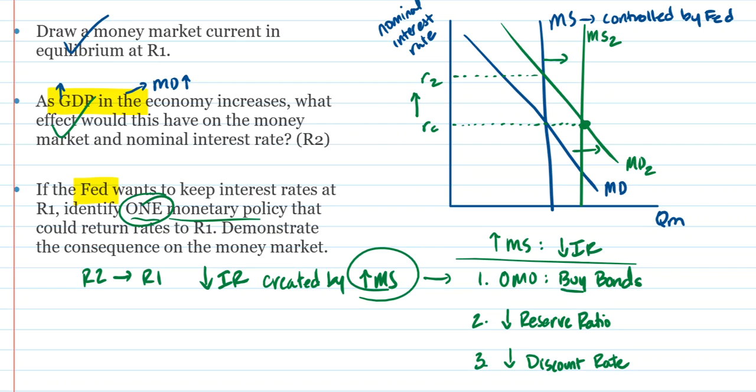Because this problem asked for just one monetary policy, on an actual FRQ or actual short answer question, any of these would be an appropriate response as long as we are able to link those three choices to an increase in the money supply and the decrease in the interest rate necessary to complete the problem.